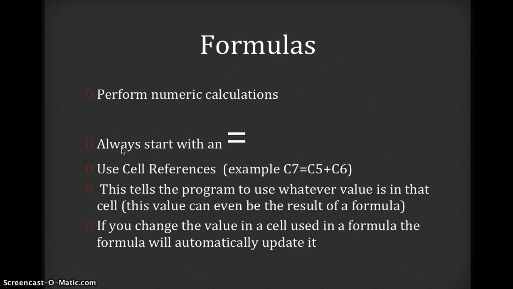So an example of a formula would be referring to a cell like C7 equals C5 plus C6. So what that is telling you is that whatever value is in C5 and whatever value is in C6, those two added together are going to give you the value of C7, whatever is in that active cell. And we're going to see a lot of different formulas this year.